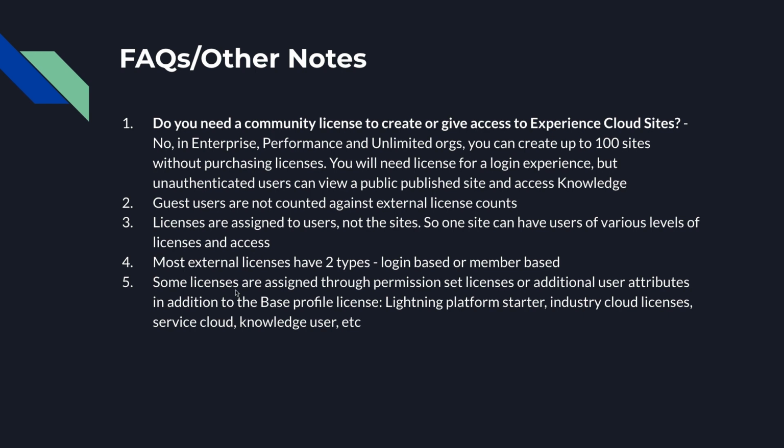Also note that you can assign licenses through other ways, not just through profile. At the beginning, I mentioned that when you're creating a profile, you have to attach it to a license. But once you create the base profile, you can still add additional licenses to the users using permission set licenses. This mostly applies to Health Cloud, Financial Services Cloud, or Einstein. All of these different industry clouds have their permission set licenses that you have to assign to the users. You can also assign licenses through some user checkboxes like Service Cloud and Knowledge User. So profile is not the only way to assign licenses.